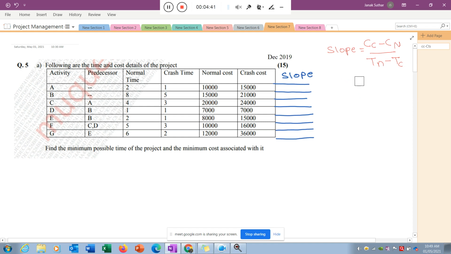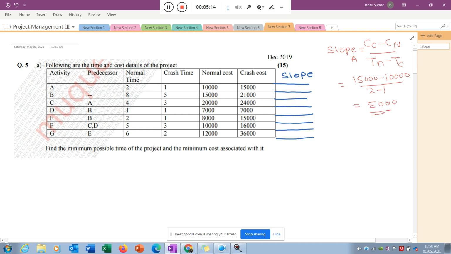So if I calculate the slope for activity A, it will be the crash cost, 15,000, minus the normal cost, 10,000, divided by Tn, the normal time, which is 2, minus 1, the crash time. So this is 5000. Like that you can calculate for each activity.